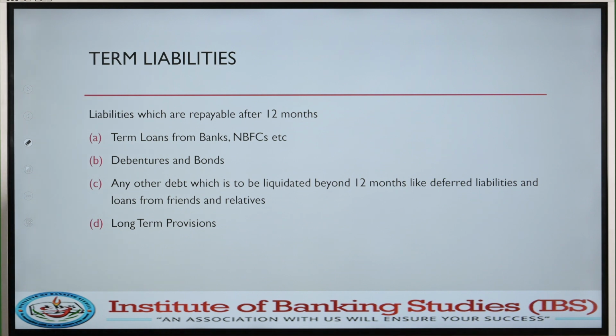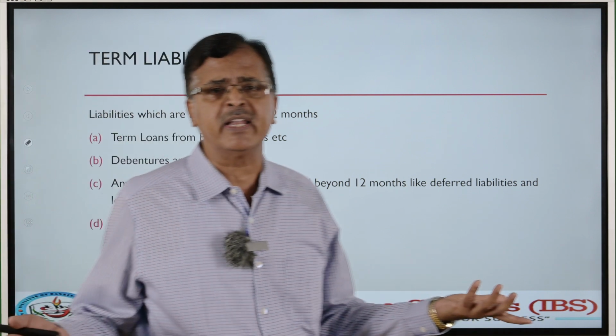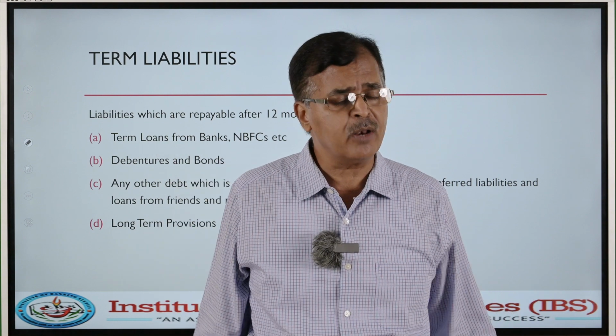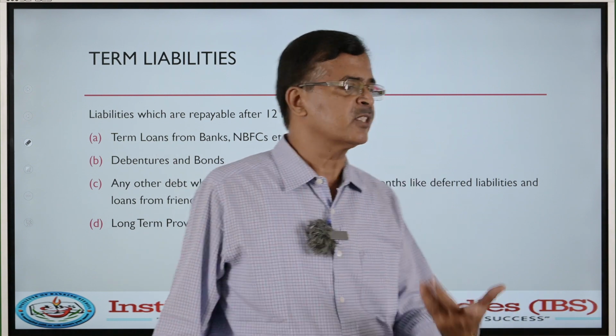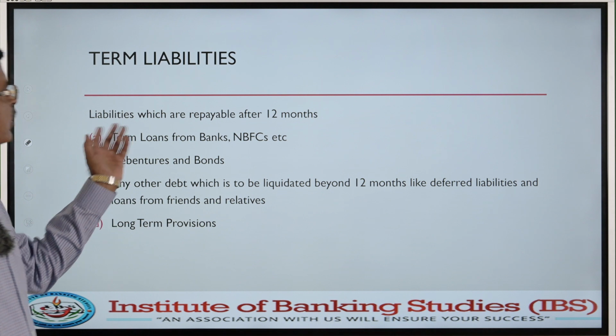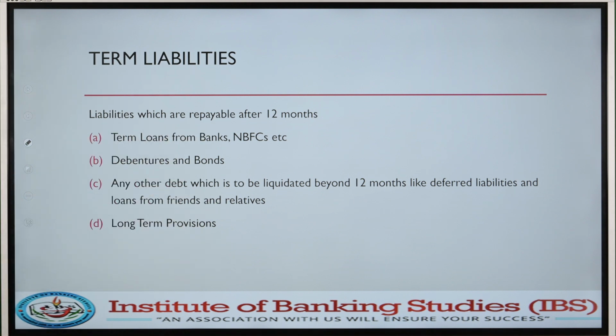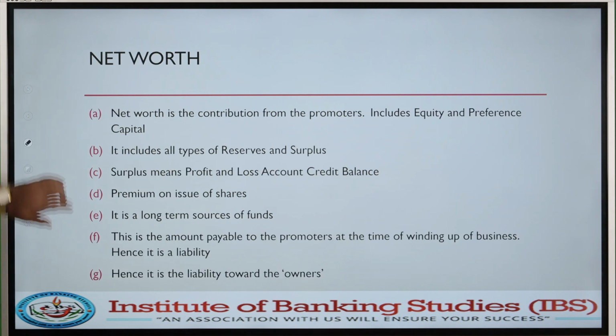Then comes term liability. Of course, those are liabilities which have to be liquidated after a period of 12 months. The business will take a long time to repay them. Those types of liabilities are term liabilities. Examples are term loans from banks, NBFCs, debentures and bonds, any other debt which is to be liquidated beyond 12 months like deferred liabilities and loans from friends and relatives. Even long-term provisions we can include in term liability.